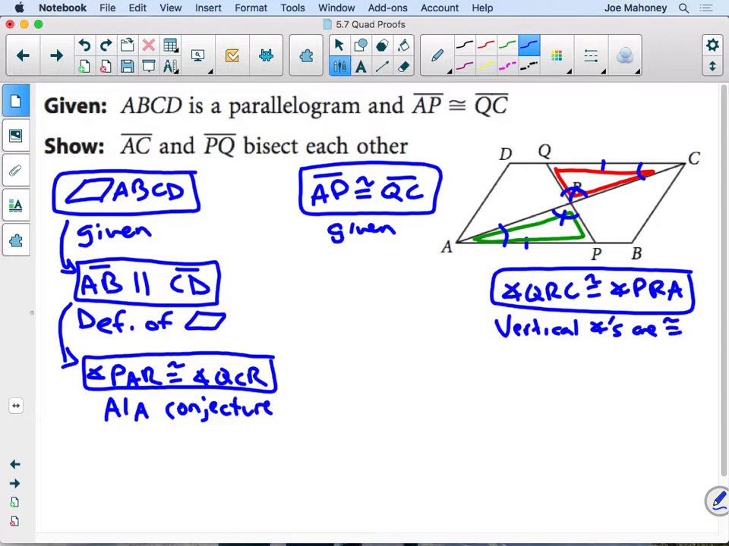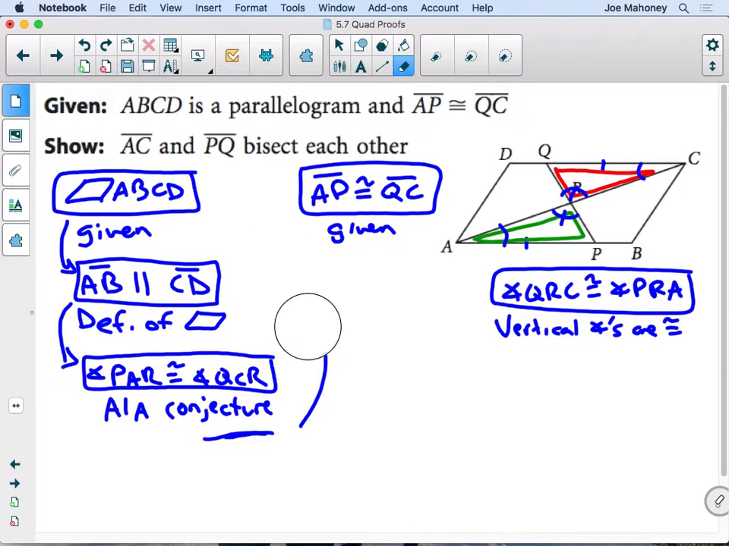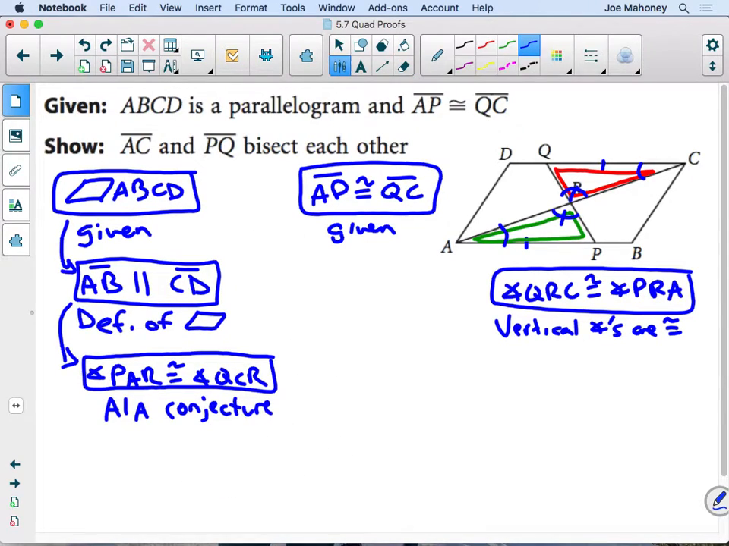It doesn't have to follow from something else like the one over here did, because this one over here had to follow from the parallels, which followed from the parallelogram. I've got to put arrows leading up to it. So I tell my students that the goal is always to get 3 pairs of parts congruent. So I have those 3 pairs of parts congruent.